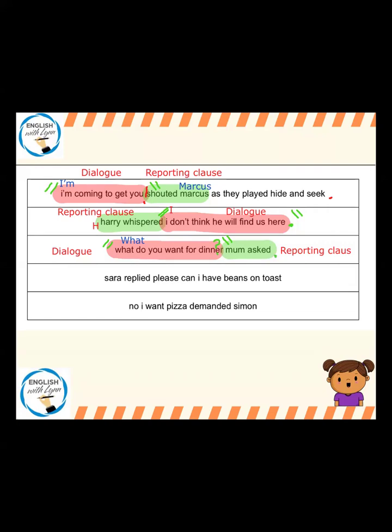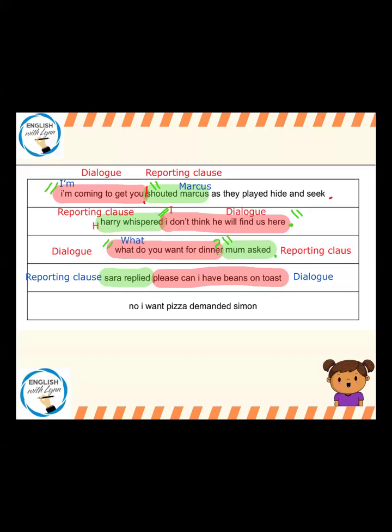Okay. And then Sarah is replying to Mum. So, "Sarah replied, please can I have beans on toast?" So "Sarah replied" is my reporting clause. "Please can I have beans on toast?" That is the dialogue. That's what she is saying. So let's label those bits. And that is the dialogue at the other end.